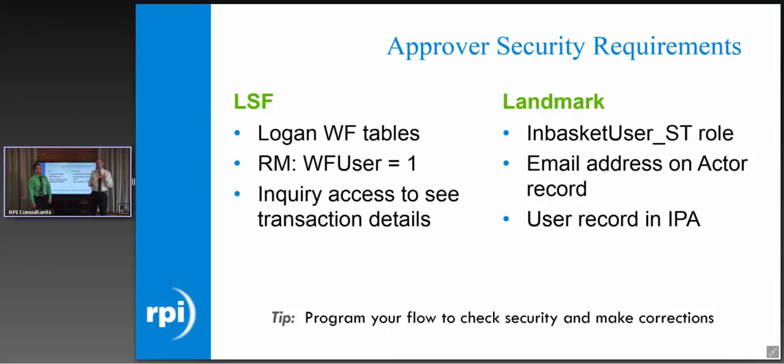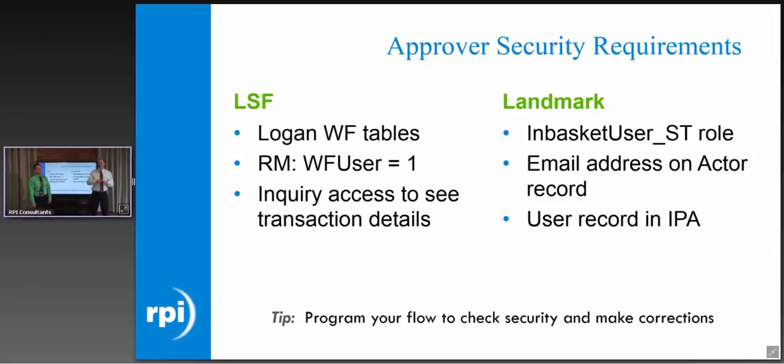That's important for the in-basket, right? So if you're taking a look at a requisition in basket and you want to see details of that requisition, the approver's user account needs inquiry into the RQ tables. With IPA, that expands a bit. We have some security requirements over on the Landmark side as well. There is a role over there to get you access. It comes with the system. It's called in-basket user ST, and that can be customized.